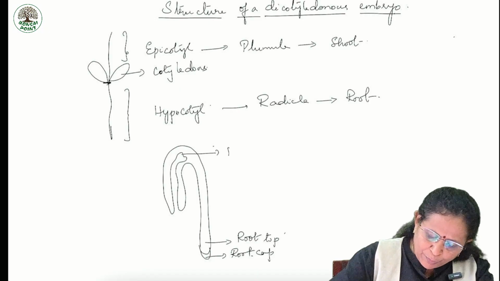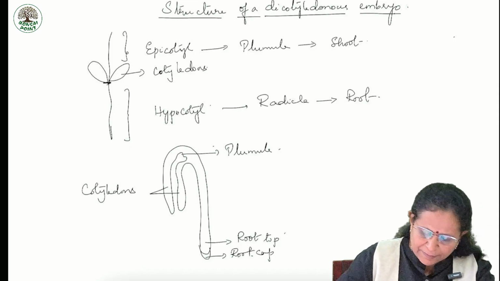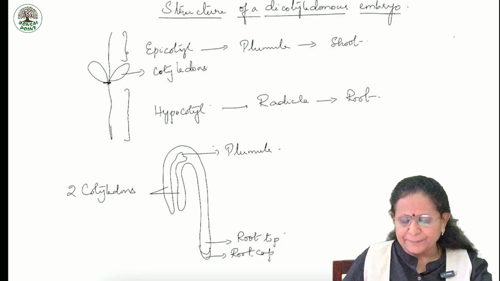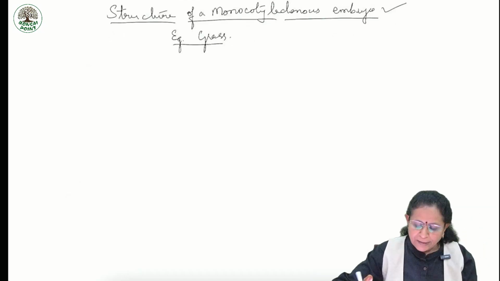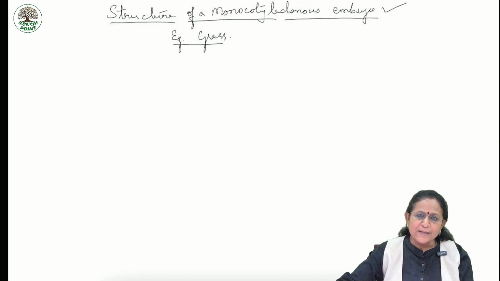This is the plumule, and these are cotyledons. Two cotyledons. Is it clear? Yes, students. Last class you read about dicotyledonous embryo, isn't it?